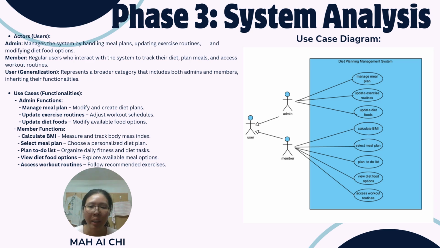Phase 3, System Analysis. Actor: Admin manages the system by handling meal plans, updating exercise routines, and modifying diet food options. Member: regular users who interact with the system to track their diet plan, meals, and access workout routines. User generalization represents a bundle category that includes both admin and member, inheriting their functionalities.